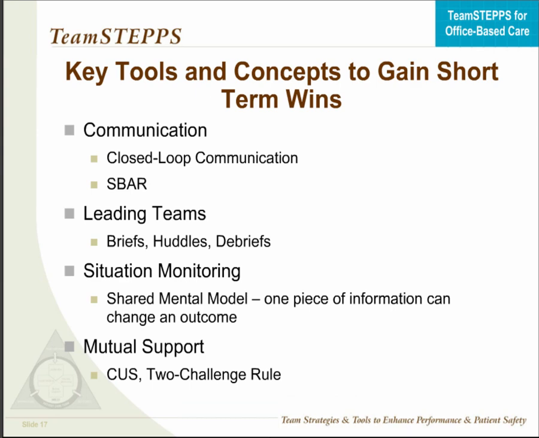So, again, here are some of the key tools and concepts to gain these short-term wins. Under communication, it's closed-loop communication, SBAR. On leading teams, it's brief huddles, debriefs. On situation monitoring, we look at shared mental model. How can one piece of information change an entire outcome? And then mutual support is the CUS and two-challenge rule. How do we empower people to speak up when they're concerned about something that might harm a patient?